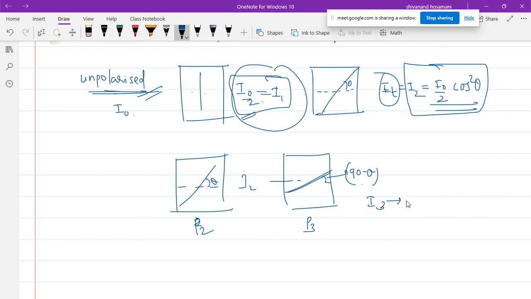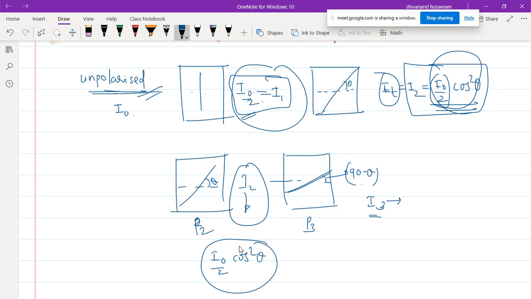Again, I3 is the transmitted one. What is the intensity in between these two? That intensity I2 is not just I0/2; we have to take the total term, that is I0/2 cos square theta. Whatever comes in the cos term, we have to write what is in between. So I3 is equal to I0/2 times cos square theta times cos square of 90 minus theta. That is the intensity, not the angle, because we have to take both angles.